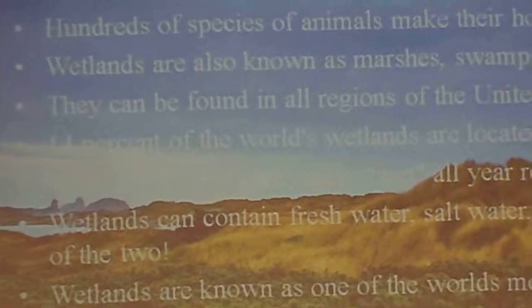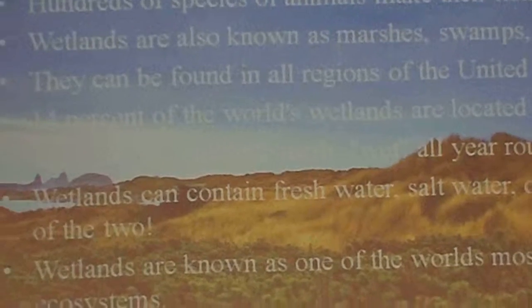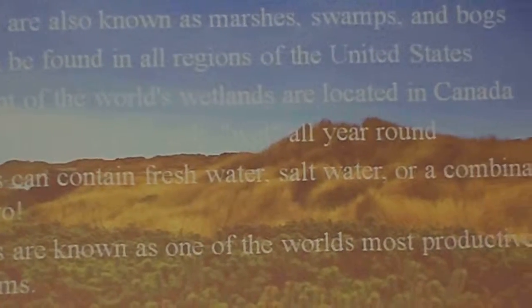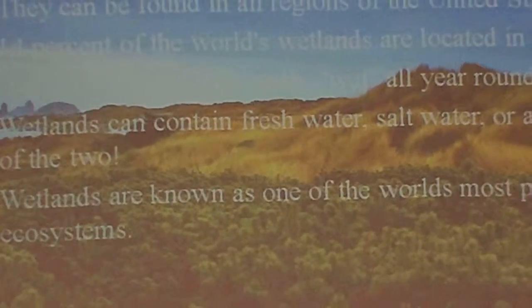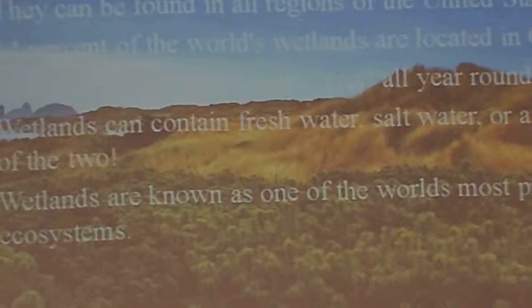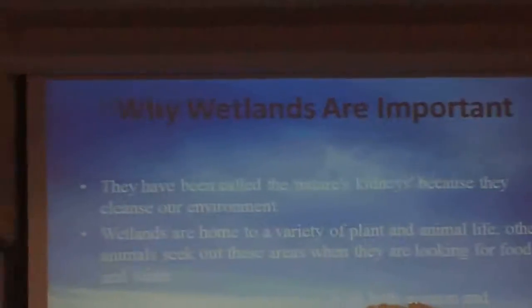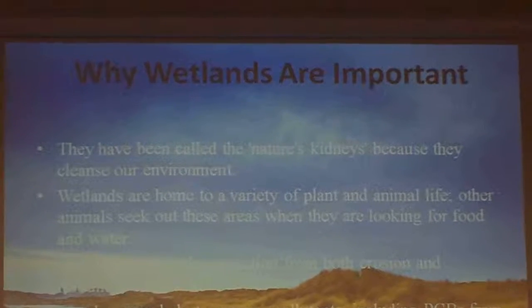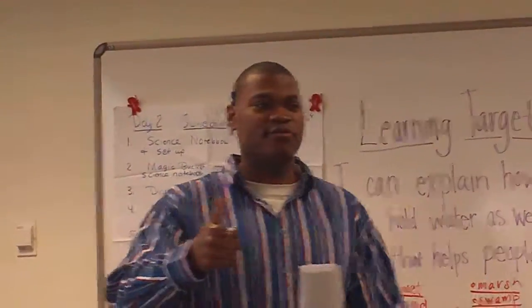Wetlands are not necessarily wet all year round. Wetlands can contain fresh water, saltwater, or a combination of the two. Wetlands are known as one of the world's most productive ecosystems. Am I going too fast? Give a thumbs up if everybody's got most of the answers, or thumbs down if you want me to slow down and back up, because you should have pretty much the answers right there. So thumbs up or down, what do we got? I'll slow down.